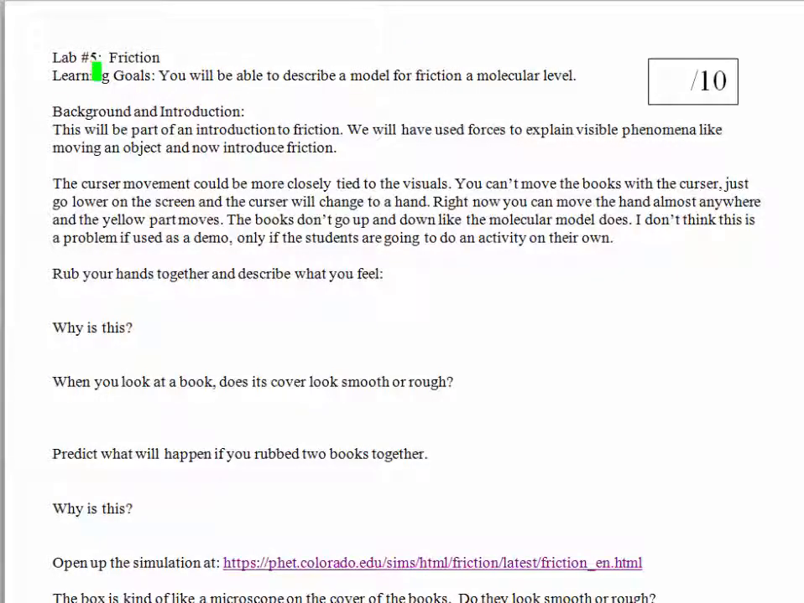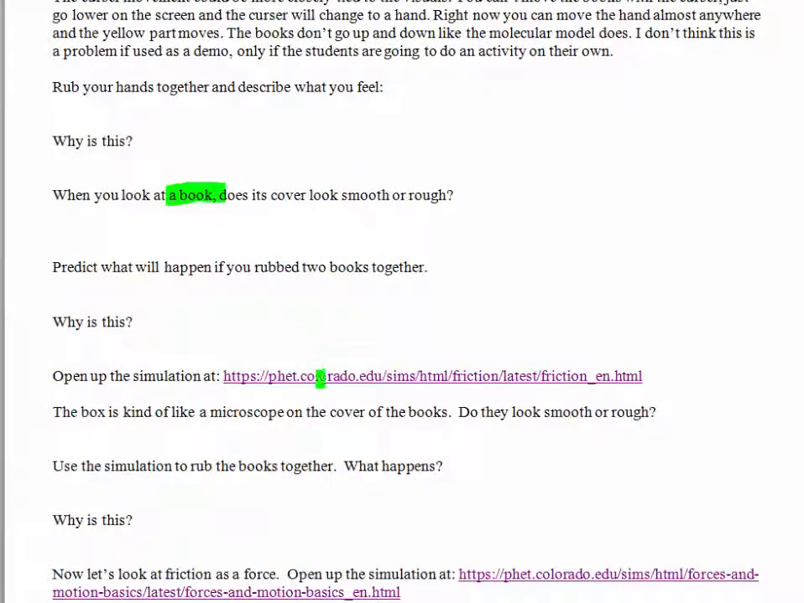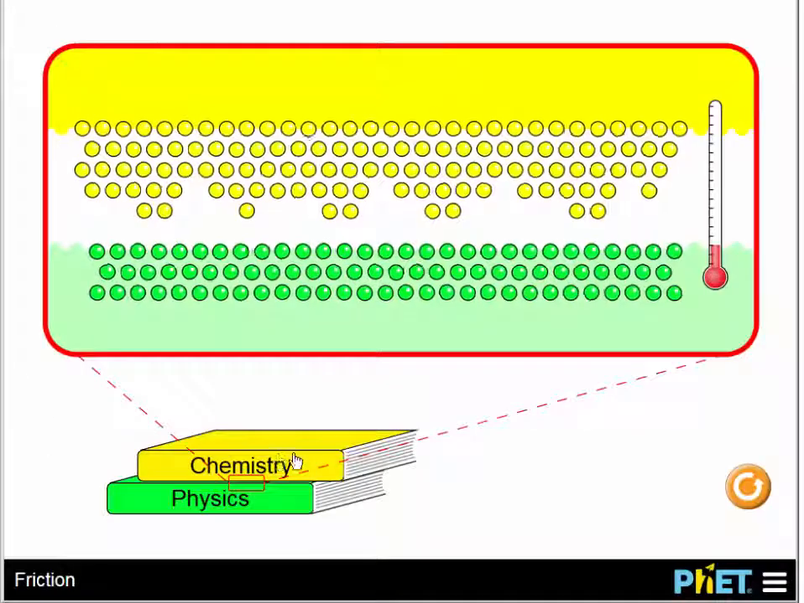Okay, this is a lab on friction, and what we're going to be doing is taking a look at what's going on with friction. I have you just rub your hands together and take a look at your book and see if it looks rough or smooth. Then I have you pop open a simulation, and I have that simulation for you up right here.